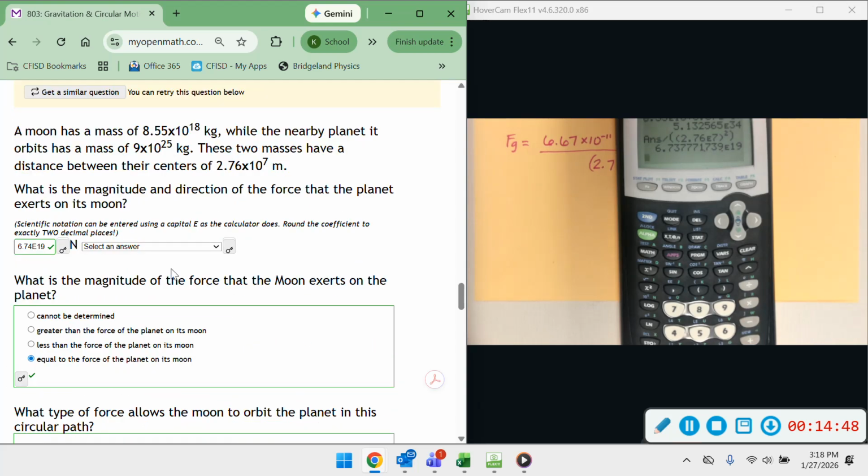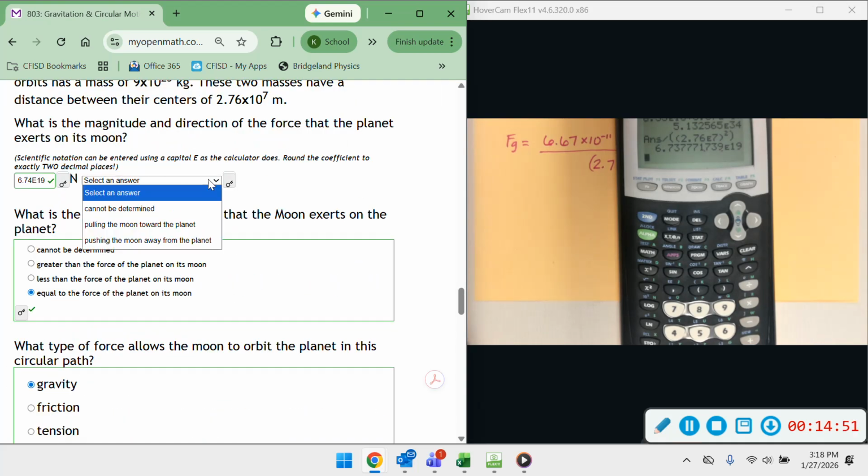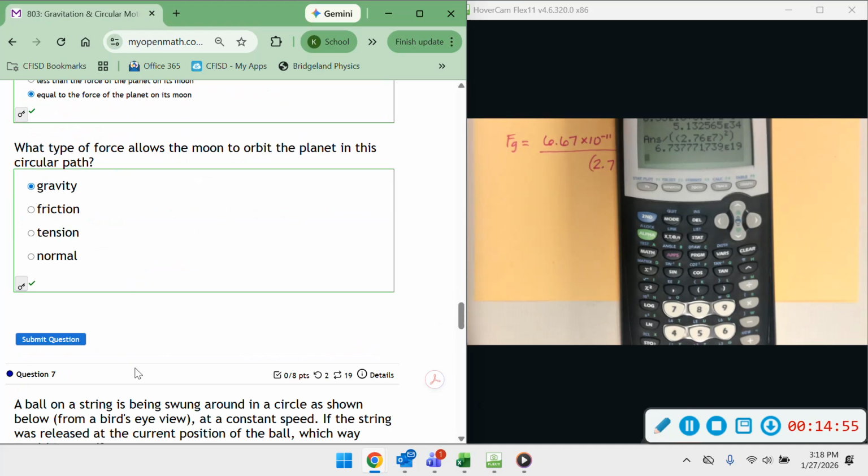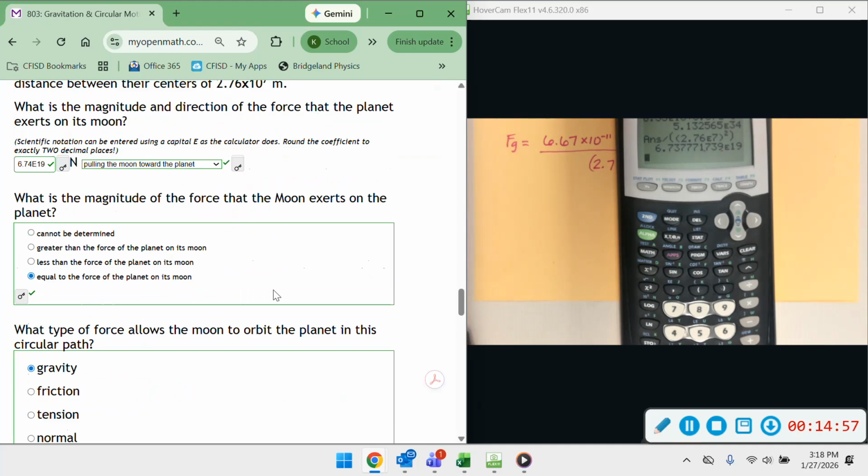Oops. Oh, I forgot to type in the direction, sorry. Pulling the moon toward the planet. All right, there we go. Okay.